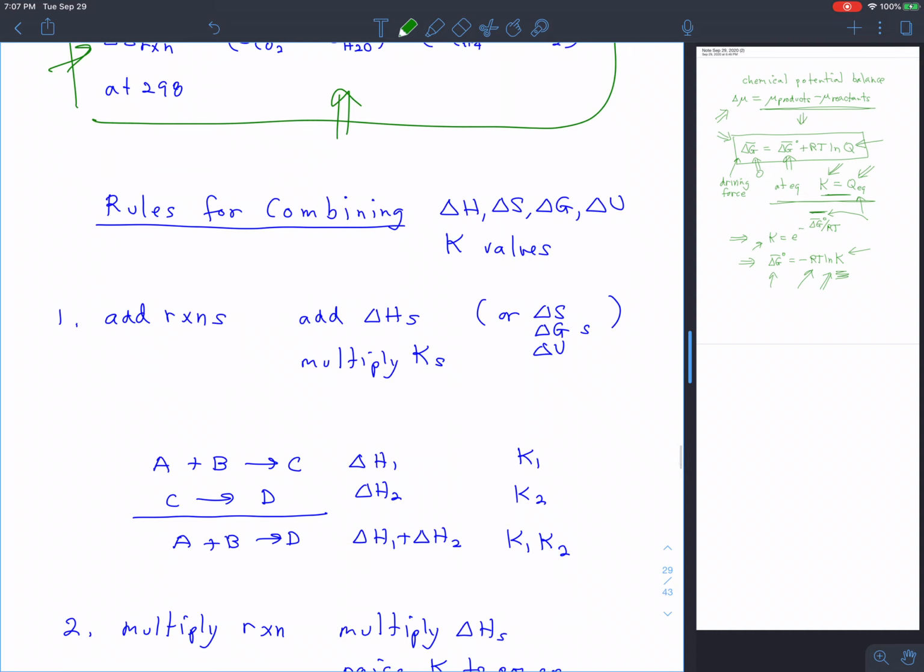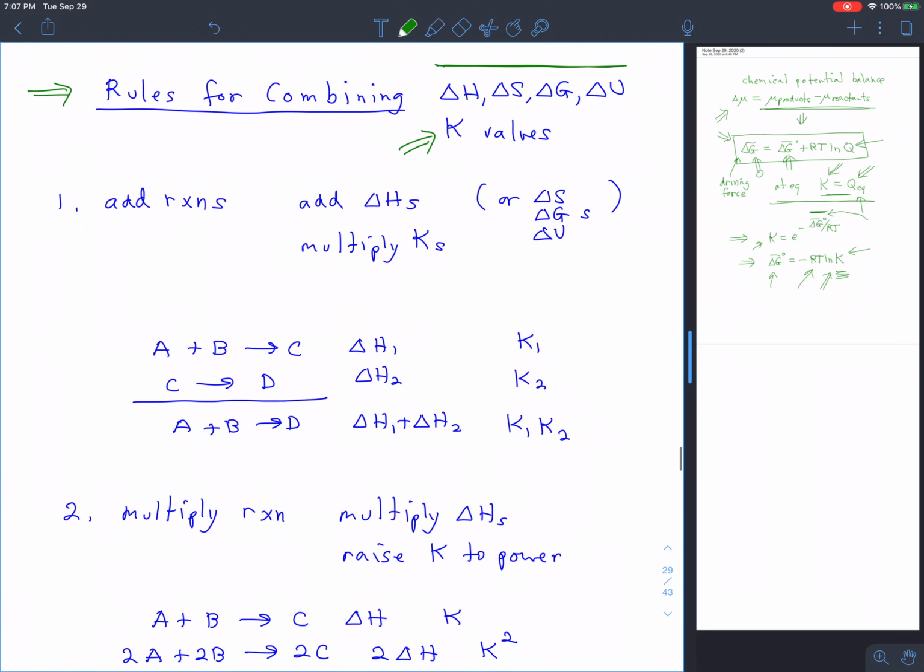All right. There are some rules for combining delta H's, delta S's, delta G's, and delta U's, and equilibrium constant values when you have multiple reactions. So here are the rules. Rule number 1 is, let's suppose I have 2 chemical reactions. A plus B goes to C, and then C goes to D. If I add these 2 reactions together, the overall chemical reaction is A plus B goes to D, right? Because the C's here cancel.